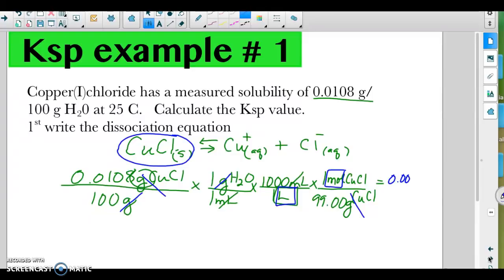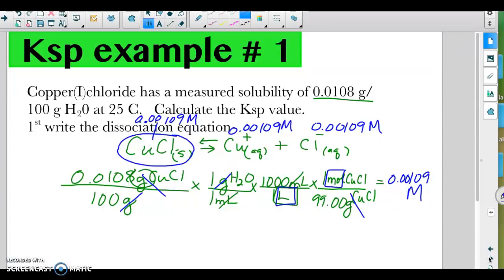And so my answer would be 0.00109 molar. And that would be the concentration of the copper(I) chloride. This would be 0.00109 to start with, which means I'm going to get a molarity of 0.00109 moles per liter of copper(I) ions and the same 0.00109 molarity of the chloride ions.